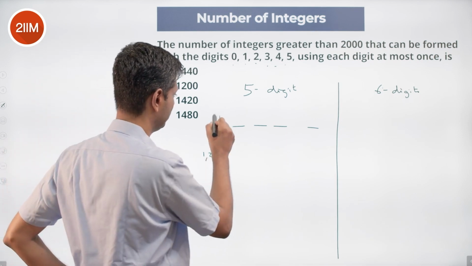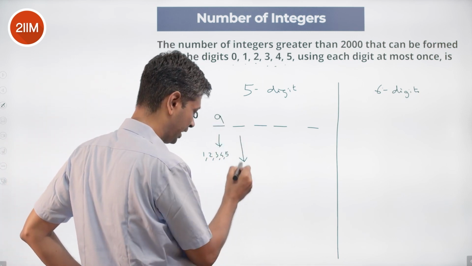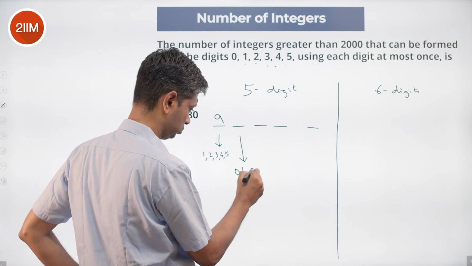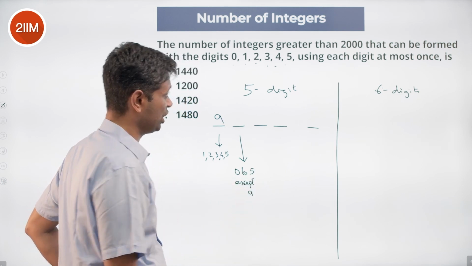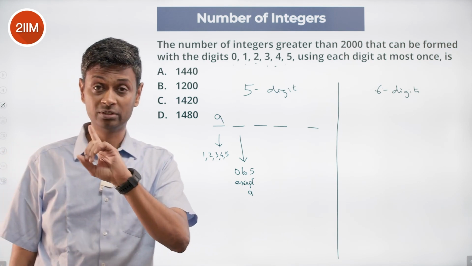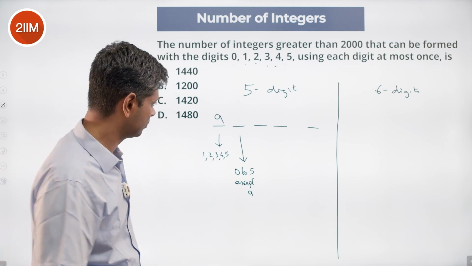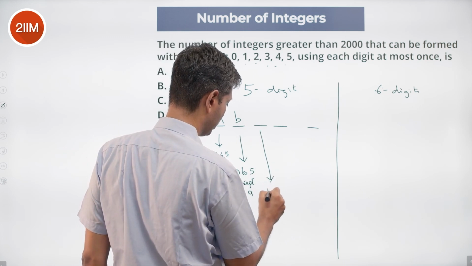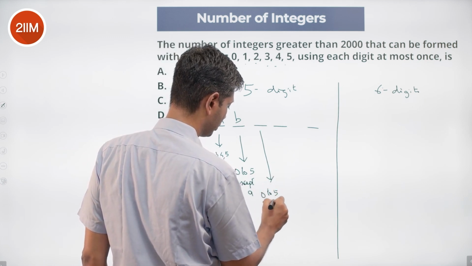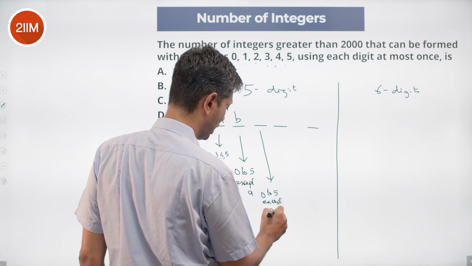Right? Let's say this is A. This one, it can be 0, but it cannot be A. Why? Because each digit is used at most once. It cannot repeat. Call this B. This digit can be 0 to 5 except A and B.